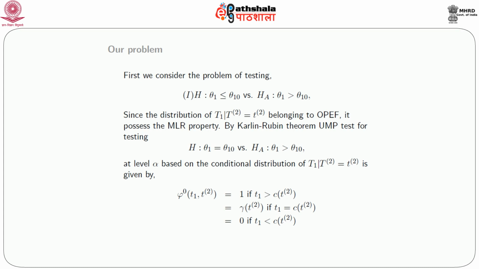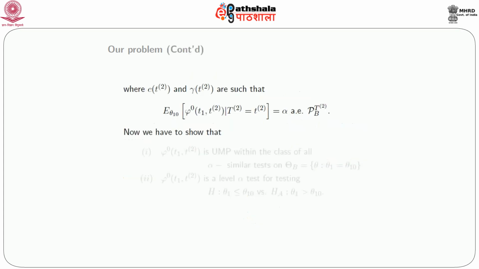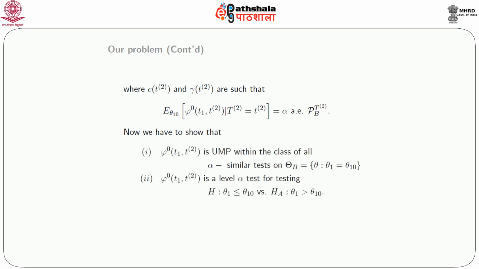equals 1 if T1 is greater than some constant C, which depends on T upper 2, equals gamma, which may depend on T upper 2, if T1 equals C, and equals 0 if T1 is less than C, where C and gamma are such that the expectation under theta 1 naught of phi naught T1 T2 given T upper 2 equals alpha almost everywhere on P B T upper 2.